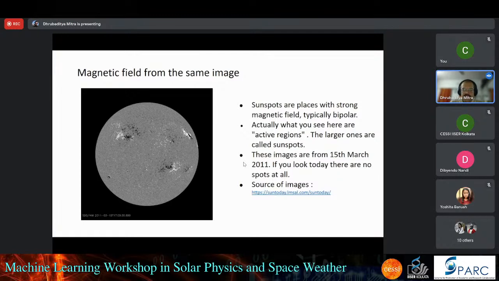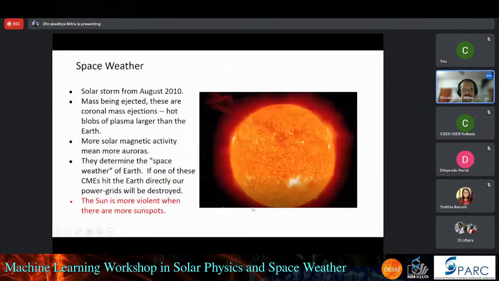If you look today, there may be a spot, there may not be a spot. The source of the images you can find here is called Sun Today. Now the sunspots are connected to the space weather. Here we have had a long discussion about what space weather is, so I'm not going to spend time talking about that. Everyone knows what we are talking about. Now there is some connection between the sunspots and the space weather.